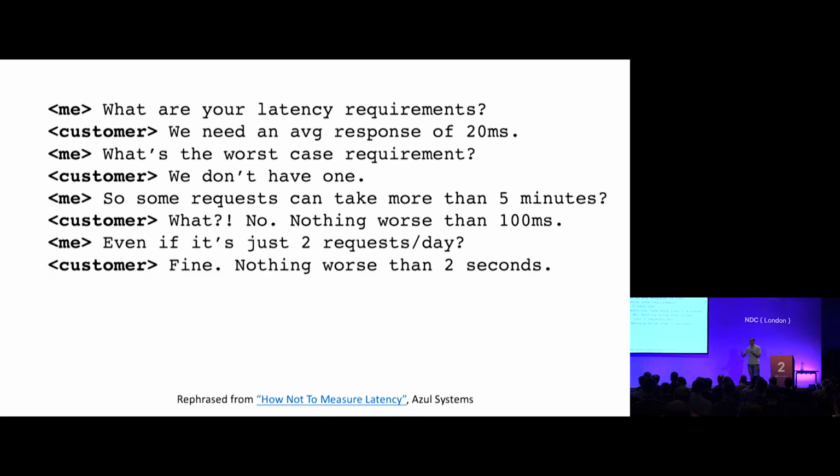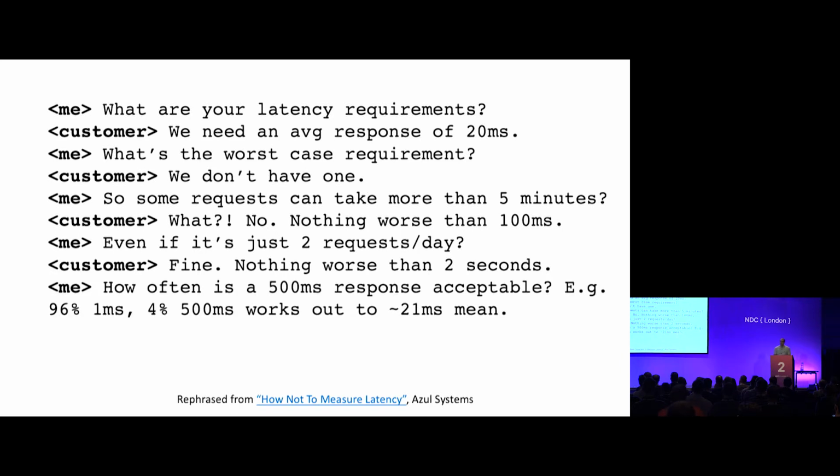So this is like bargaining for it. All right, fine. Nothing worse than 2 seconds. 2 seconds is really the furthest we can go. How often is a 500 millisecond response time acceptable? For example, if 96% of your responses take 1 millisecond and 4% take 500 milliseconds, that works out, trust me, to 21 milliseconds average. So it sort of works out, and nothing is greater than 2 seconds. So is that an acceptable distribution of response times?